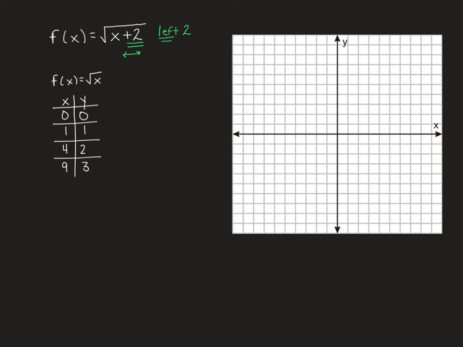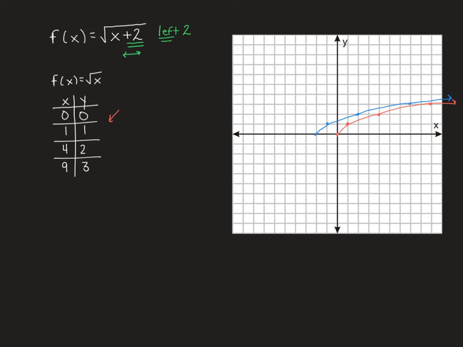So again, we're going to start with our original square root function, 0, 0, 1, 1, 4, 2, and 9, 3. And then we're just going to take each of those points and we're going to move them to the left 2 units. So everything just moves to the left 2. And this is our new graph right here in blue.